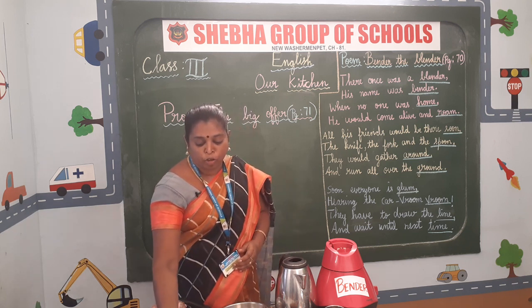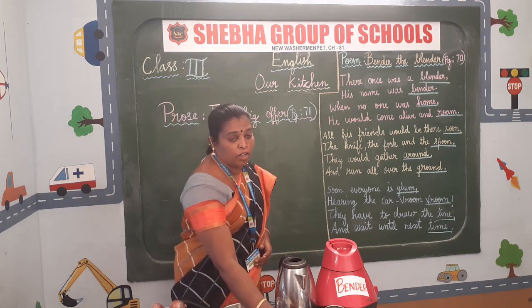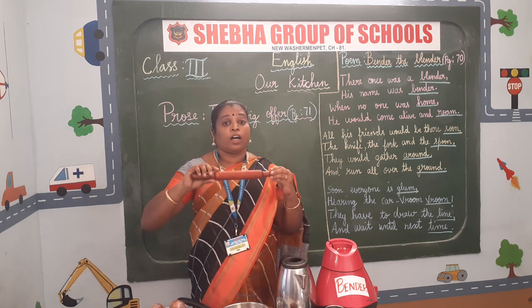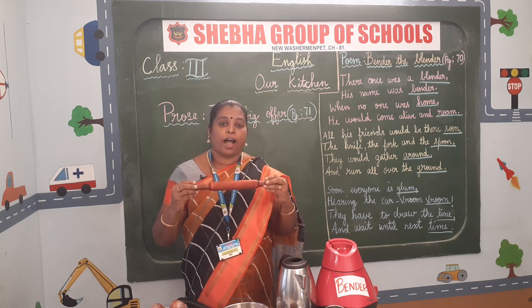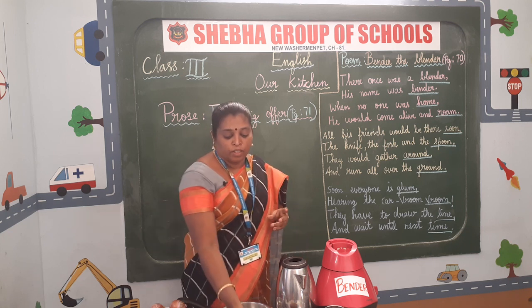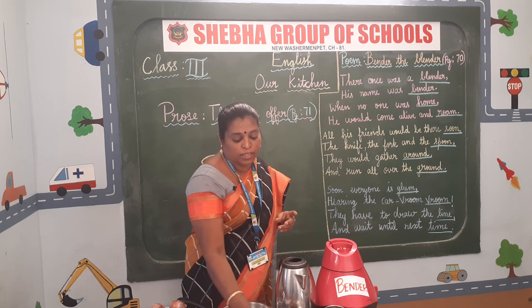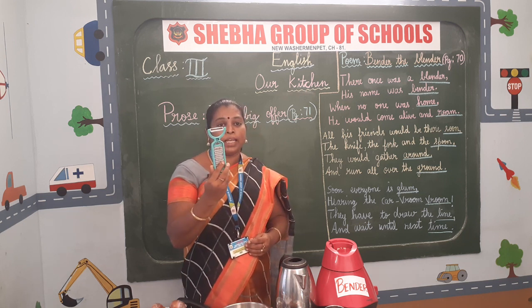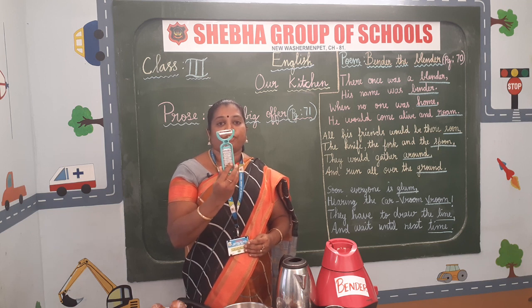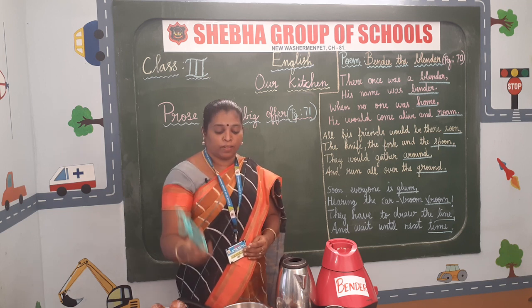The next one I am going to show you is a rolling pin. A rolling pin is used to make chapati and puri. Going on to the next one, this is a peeler. A peeler is used to peel the outer skin of a fruit and vegetable.